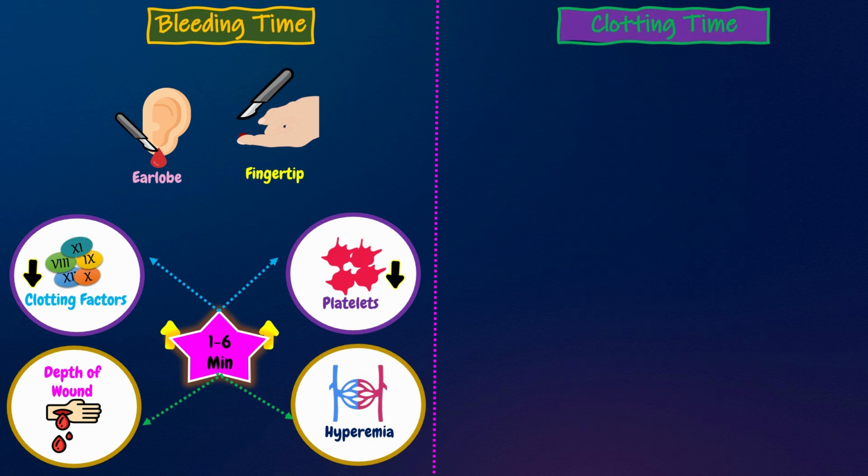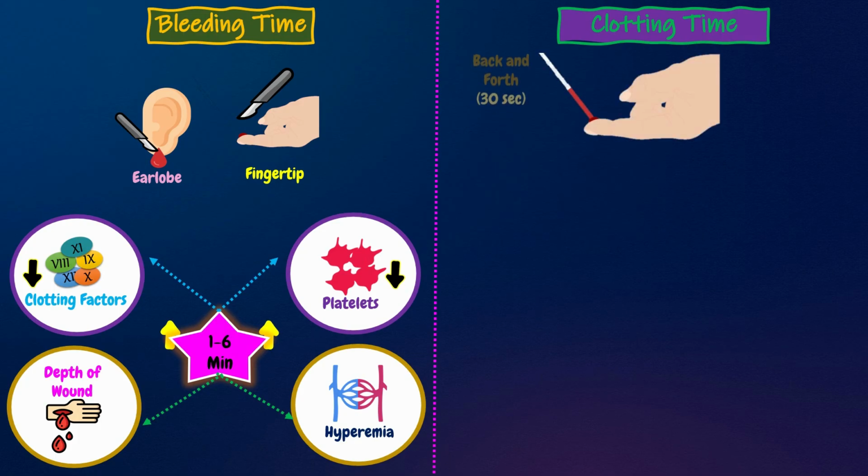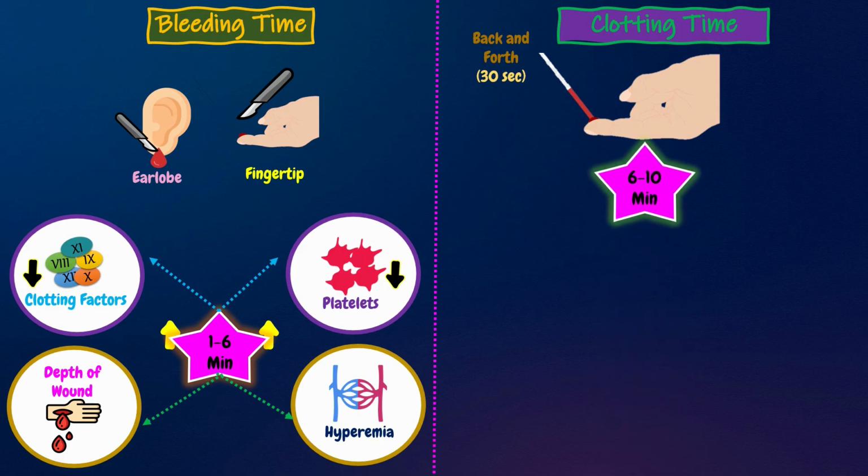Many methods have been devised for determining blood clotting time. The one most widely used is to collect blood in a chemically clean glass test tube, and then to tip the tube back and forth about every 30 seconds until the blood has clotted. By this method, the normal clotting time is 6 to 10 minutes.